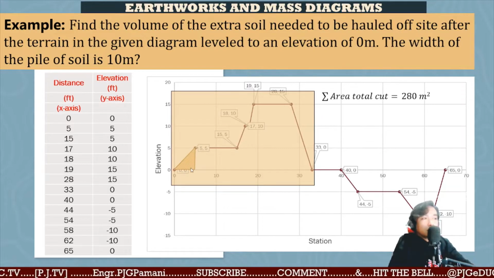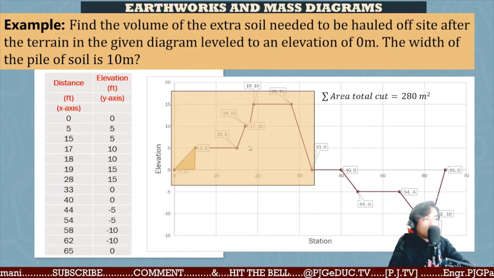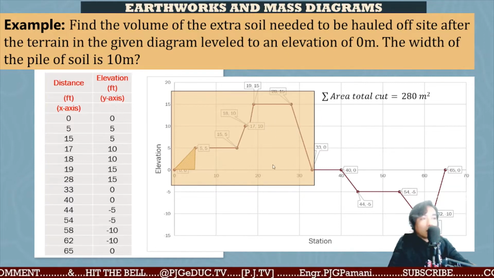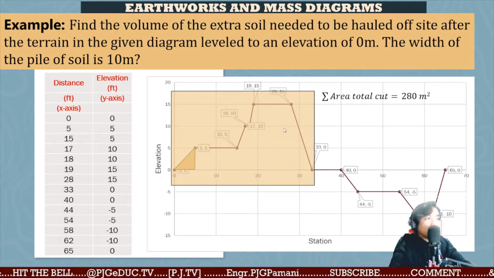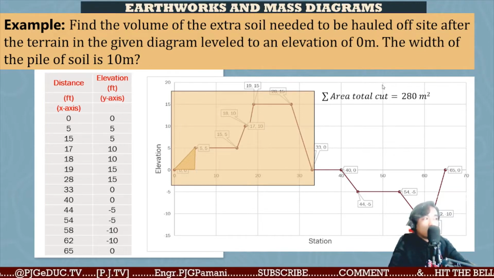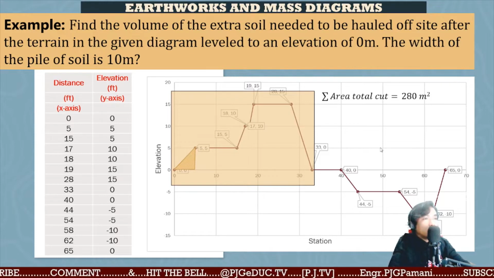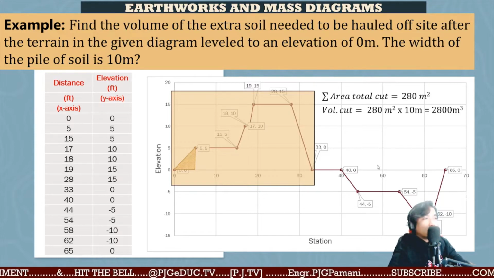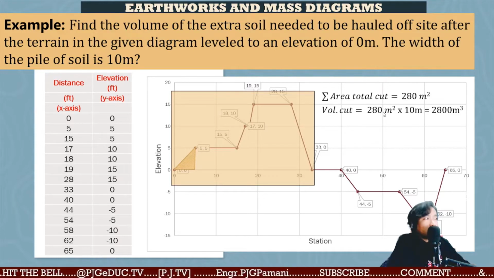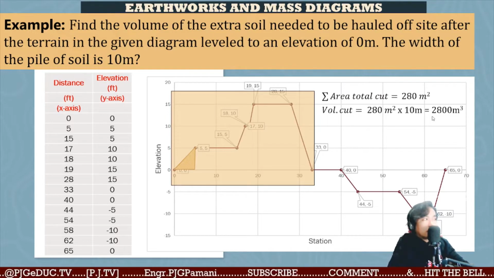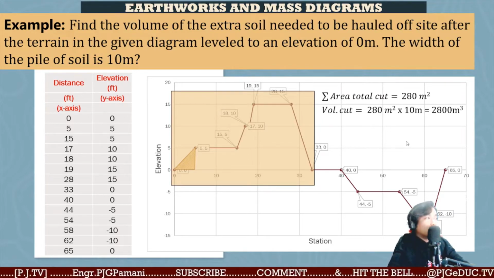As you compute, there you have your triangle plus the rectangle plus the trapezoid and another rectangle, trapezoid, rectangle, then triangle. Kayo na mag-compute given naman na yung table at saka yung diagram. So, I'll have a total area of cut which is 280 square meters. Compute natin yan sa volume by multiplying it with the width of the pile of soil. 280 square meters times 10, we have 2,800 cubic meters.